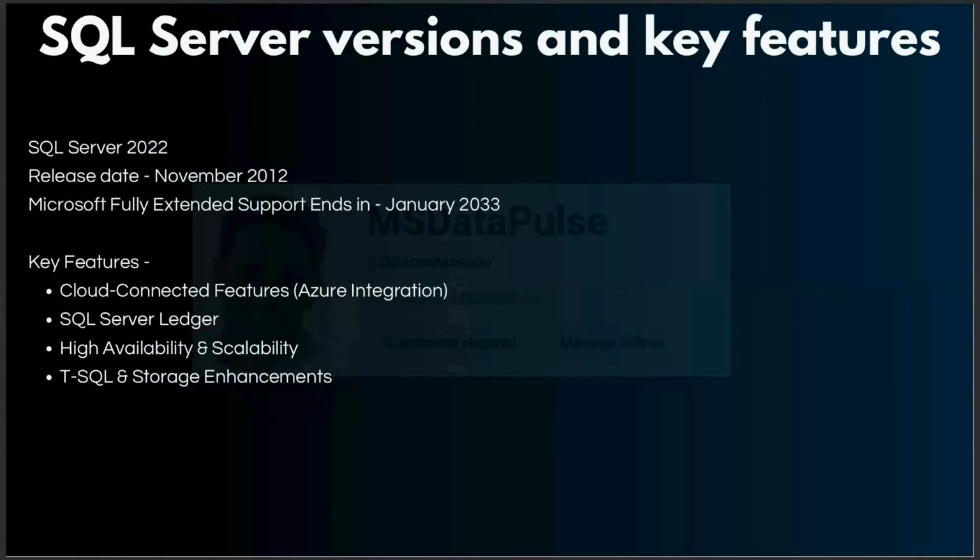Next is SQL Server 2022. It was released in November 2022, and introduced ledger tables for tamper-proof data and Azure Synapse Link for real-time analytics. The extended support will end on January 11, 2033. So what are the features which were introduced in SQL Server 2022? First are the cloud connected features, or we can say the Azure integration.